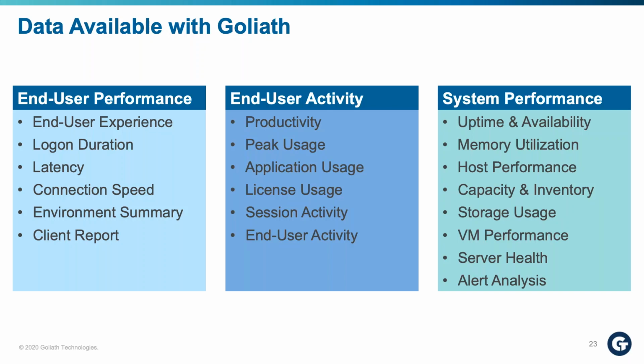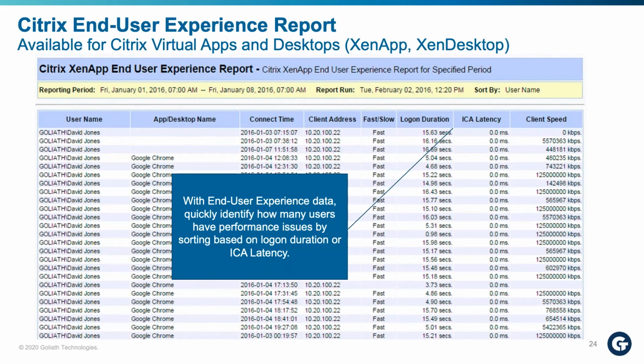So let's walk through some of our most popular reports, starting with a holistic report on end user experience. This is going to break down their latency metrics, their log-on times, whether it's a fast or slow time. It's also going to break down their connection speed. So it's not only showing whether they are having a good experience inside of their sessions, but also whether that is being driven by poor connectivity from that user's location.